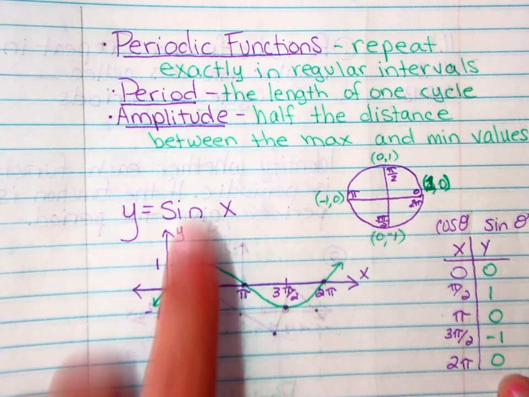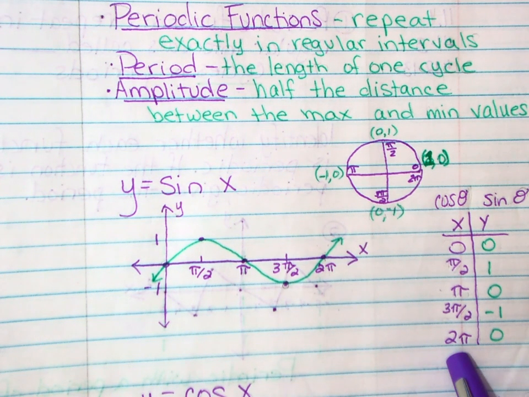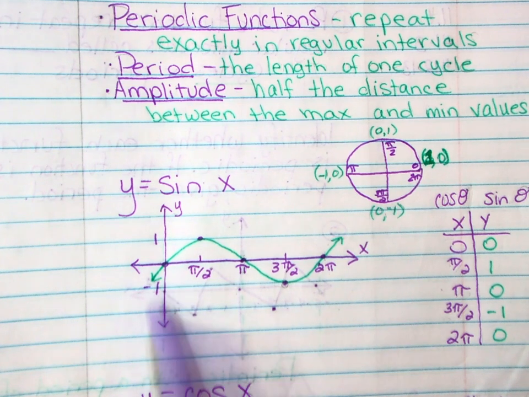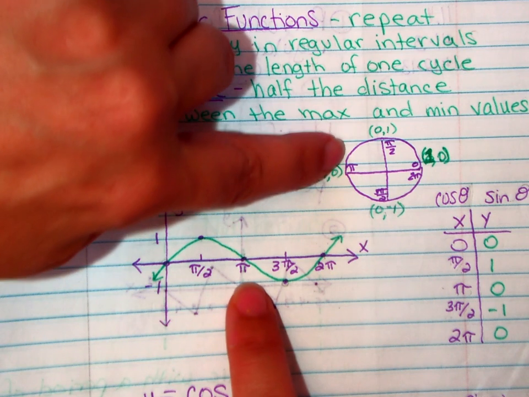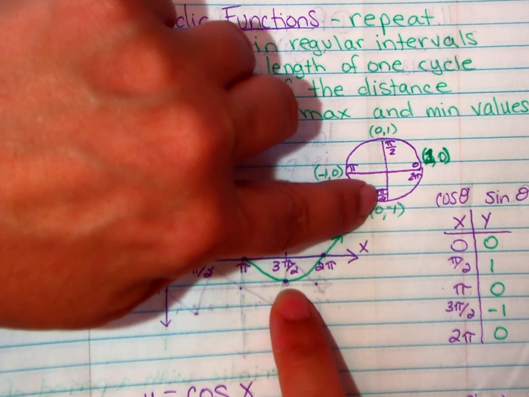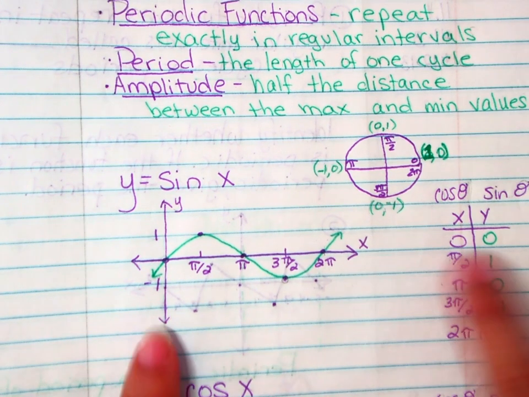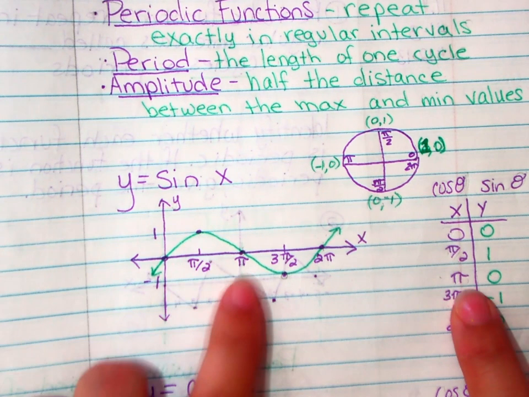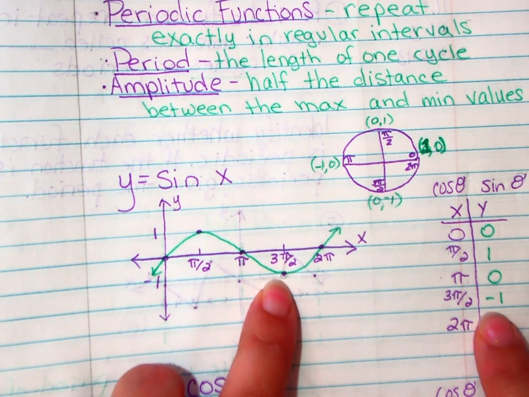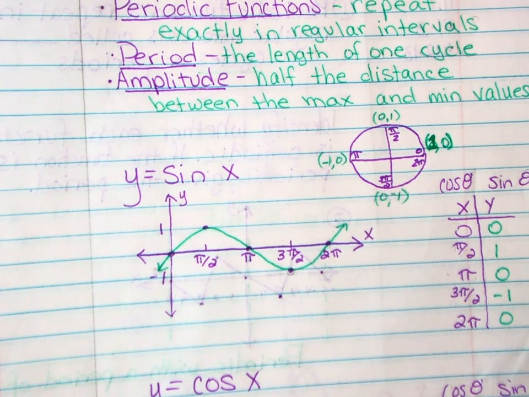It's 0 again. Okay? So imagine unrolling your circle and then laying it flat. So these are your periods. So on your graph, this is my 0, this is my pi over 2, this is my pi, this is my 3 pi over 2, and this is my 2 pi. Okay, so I just unrolled my circle. And now I'm just going to plot my points. So at 0, 0, at pi over 2, I'm at 1, at pi, I'm at 0, at 3 pi over 2, I'm at negative 1, and at 2 pi, I'm at 0. So this is what y equals sine x looks like.